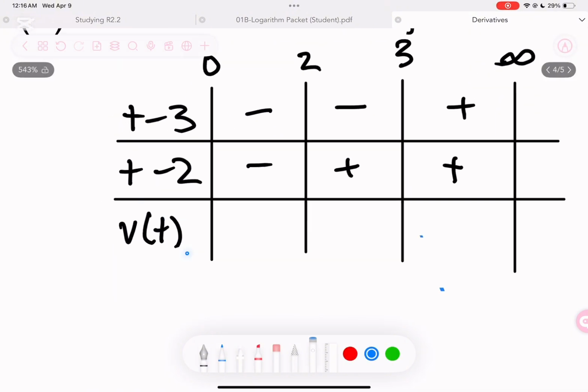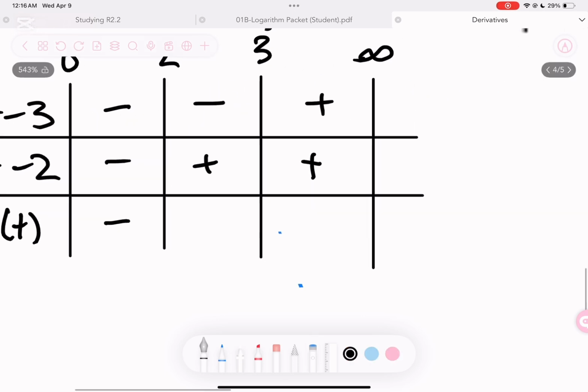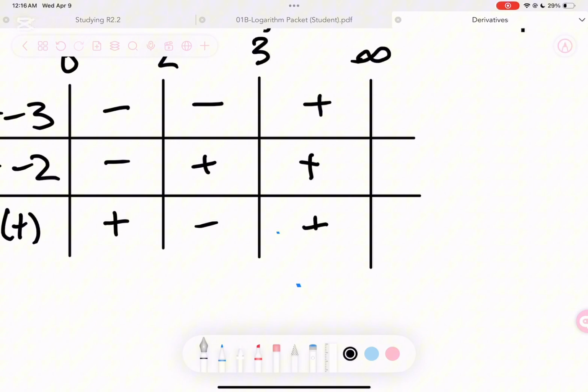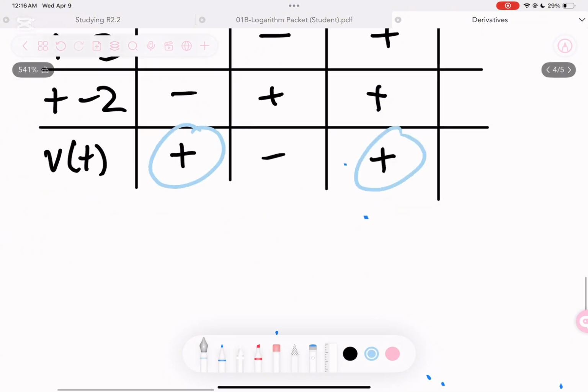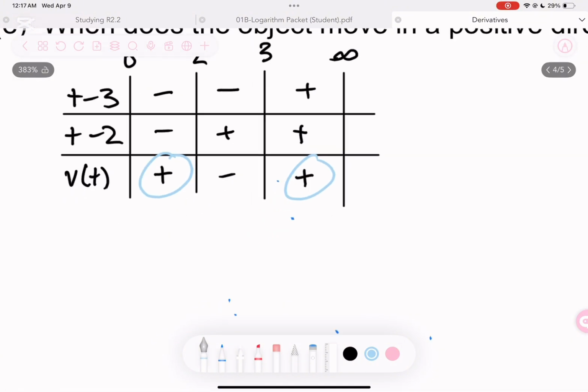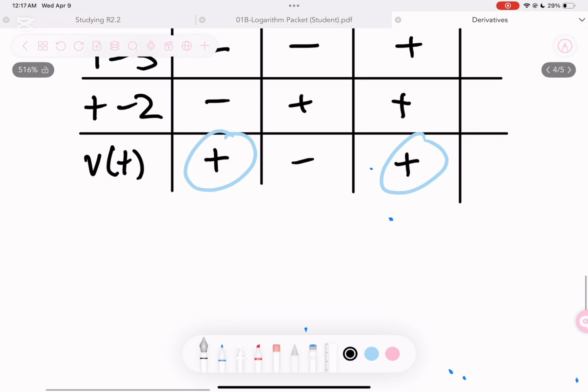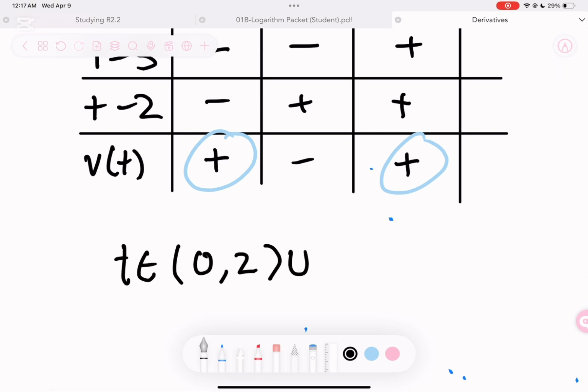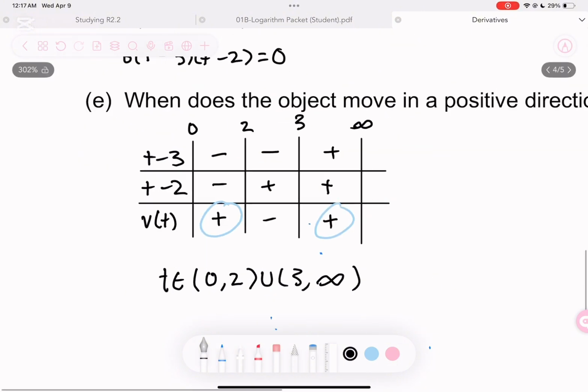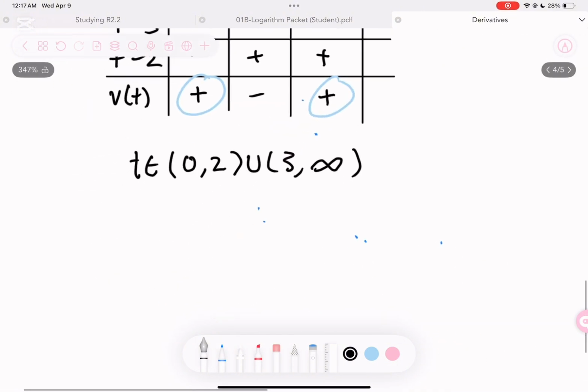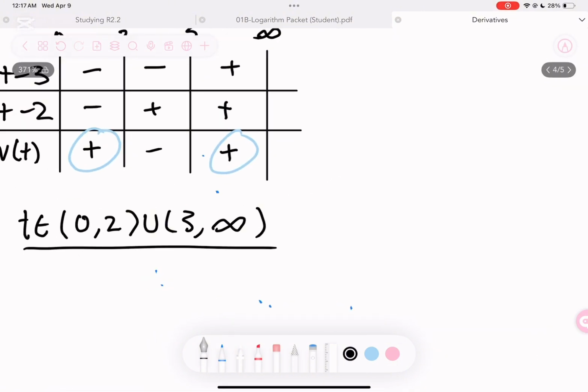And then the final bit at the bottom, you see what these do. A negative and a negative make a positive, so this will be positive. This one will be negative, and this will be positive. So this is what we're looking for. The question's asking, when does the object move in a positive direction? In proper form, you would say between 0 and 2, union 3 and infinity. And of course, infinity is non-inclusive because you can't include infinity. So these are the intervals at which the particle moves in the positive direction.